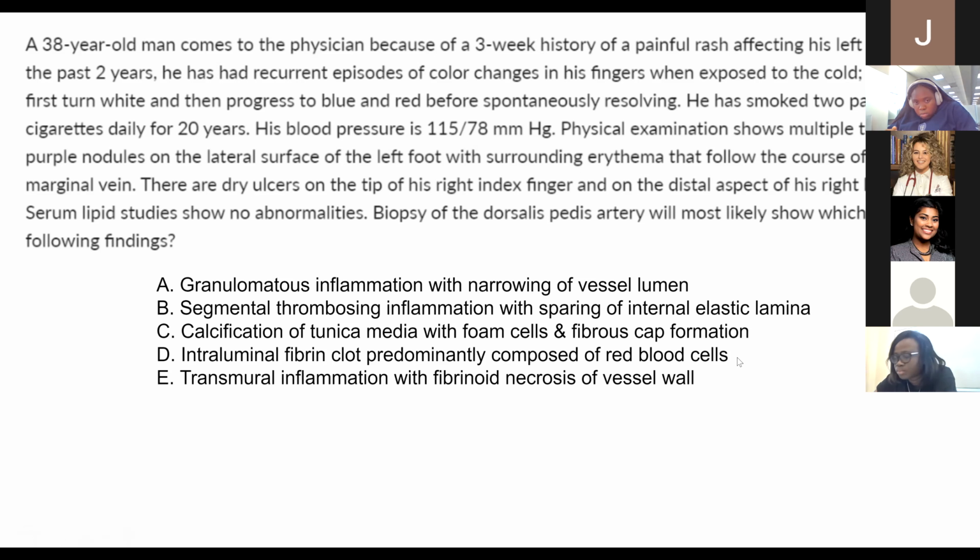Next, you have your transmural inflammation with fibrinoid necrosis of the vessel wall. So which one did I say does not have granulomas?